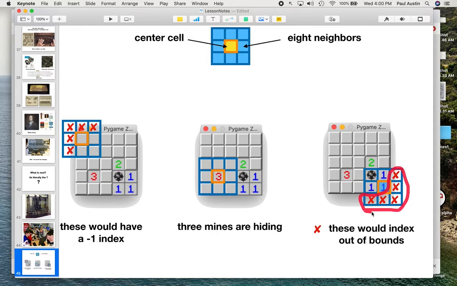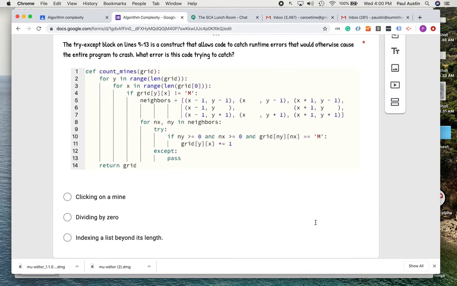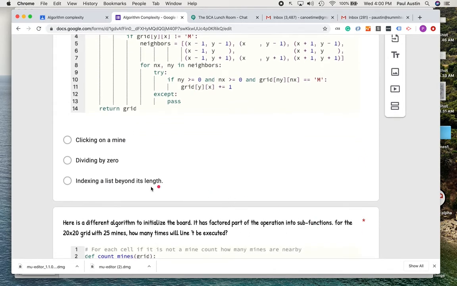And in Python, if I index a list beyond its length, it will throw an exception. And if I don't have a try except, the program will just crash and everything will stop. And that's not good. All right. Now, move into the next one. So the answer to this one is this one right there. Okay.